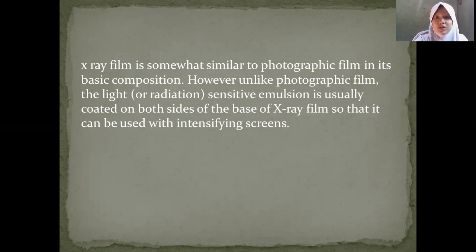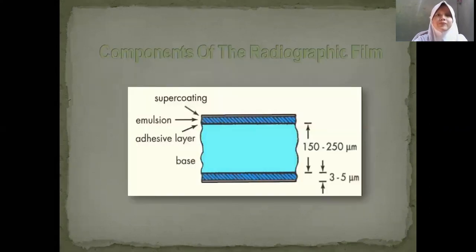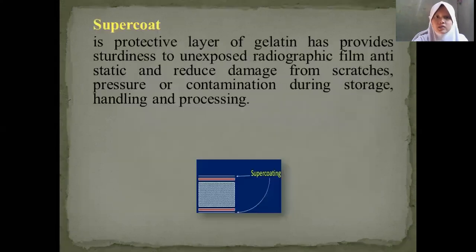However, unlike photographic film, the radiation-sensitive emulsion is usually coated on both sides of the base of X-ray film so that it can be used with an intensifying screen. The components of the radiology film are supercoat, emulsion, adhesive layer, and base.